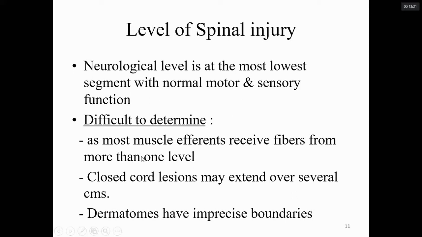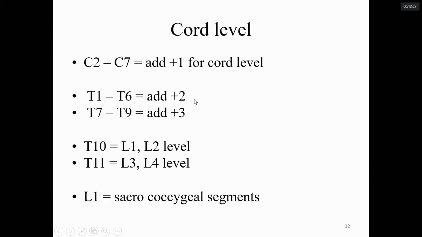Now, another point is how to determine the level of injury of the spinal cord. The vertebral column consists of 33 vertebrae, but the spinal cord ends at the lower border of L1 or the upper level of L2. Then the cauda equina comes from L2, and there is no spinal cord. So the spinal cord level is way above the vertebral level. That's why there is a discrepancy between the spinal cord level and the vertebral level.